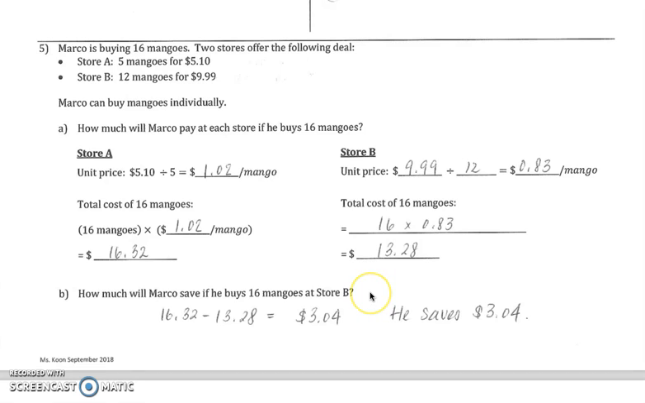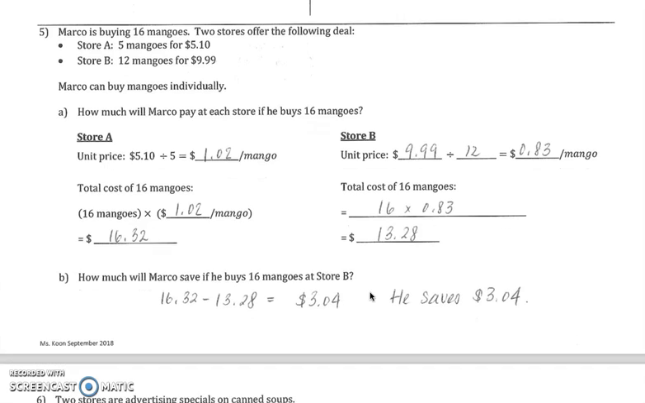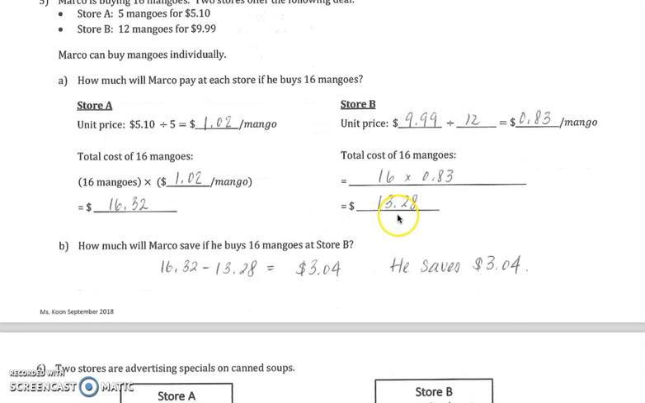And part B of the question asks, how much will Marco save if he buys 16 mangoes at store B? So now we have to do a comparison. We have to subtract how much you're paying at each store. And now you can tell that he can save $3.04 by buying from store B.